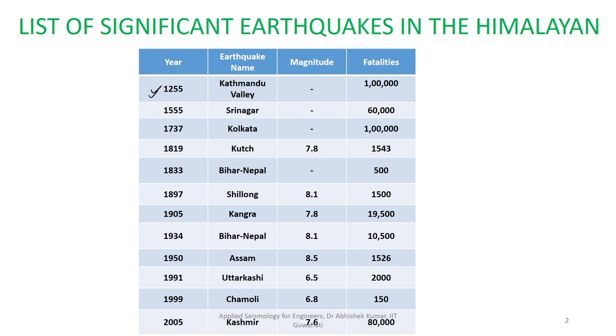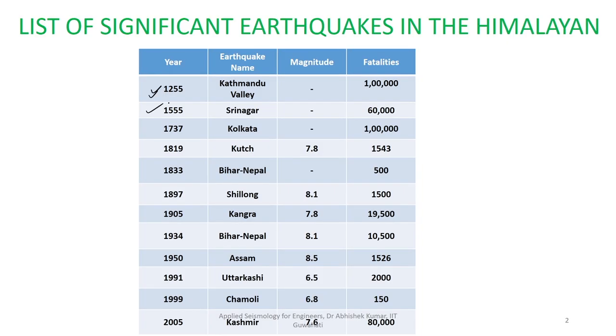So, we can think of what the population density was in 1255. Even though the population density was relatively less, whatever houses people were using had undergone minor or major cracks, or maybe complete collapse. As a result, almost close to 1 lakh fatalities were reported during the 1255 earthquake. Similarly, on one side we are talking about how much we know about ground motion characteristics.